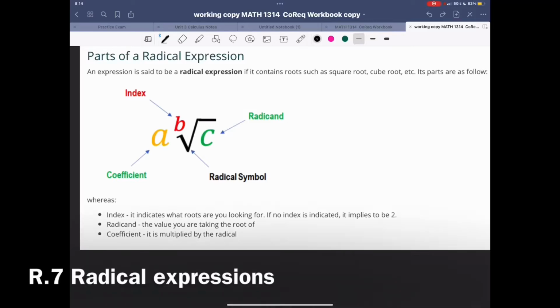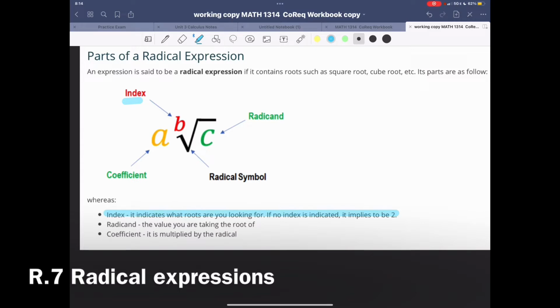Hi, we're looking at a radical expression. A radical expression is going to let you know what action you're trying to perform, a square root or cube root. And all of that's indicated by the index. So this right here is the index. And unless it's given to you, you're going to automatically assume that it's going to be a square root.